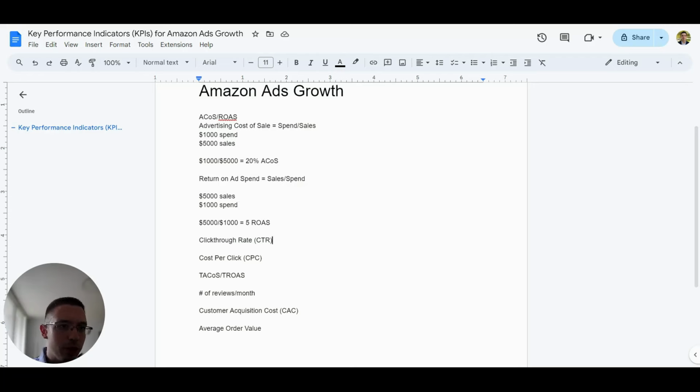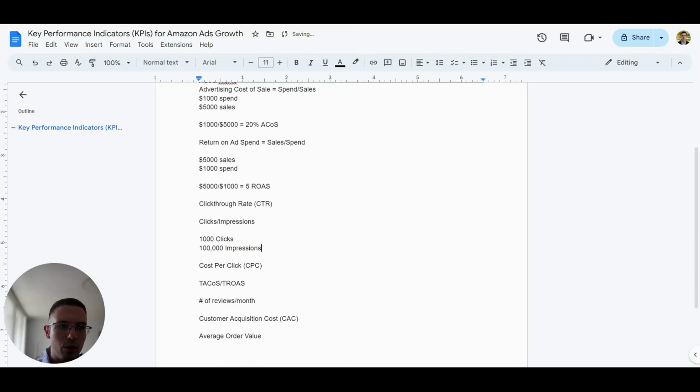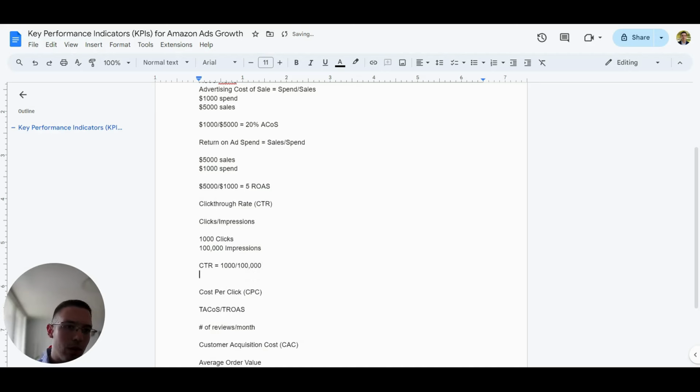Next one would be click-through rate. Click-through rate is how many people see your ad versus how many people click on it. So it's derived by clicks divided by impressions. For example, if you've got 1,000 clicks and 100,000 impressions, your click-through rate is equal to 1,000 divided by 100,000, which is about 1%, which on Amazon is a fairly good click-through rate.